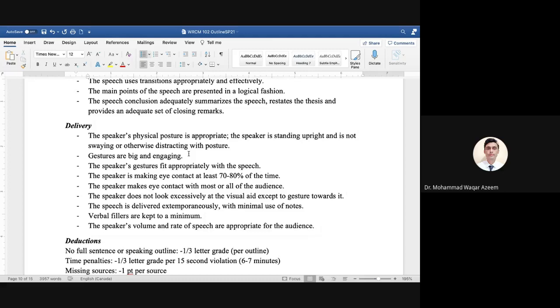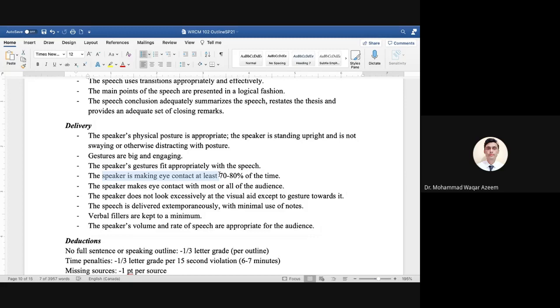So you do not keep your hands tied throughout the speech, or folded in front of you, or placed on the table in front of you. Rather, use your hands as part of the communication. They are called gestures, and those gestures should fit appropriately with the speech. Also, the speaker should make eye contact at least 70 to 80% of the time.